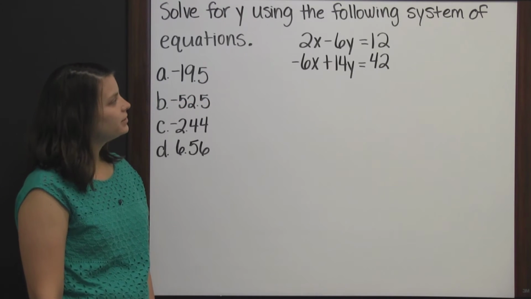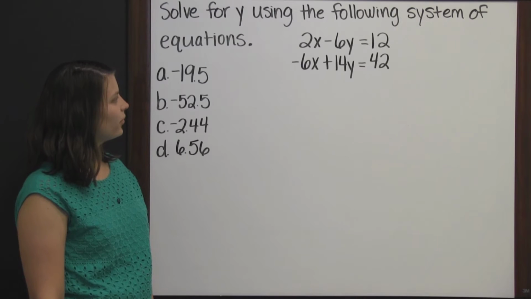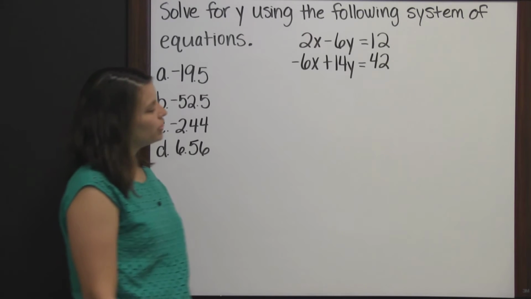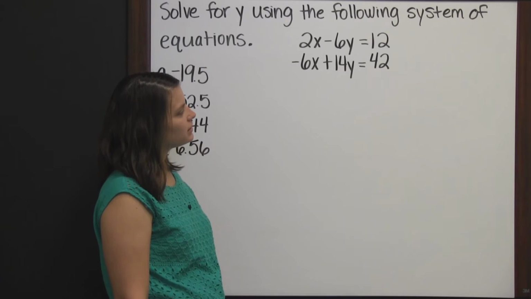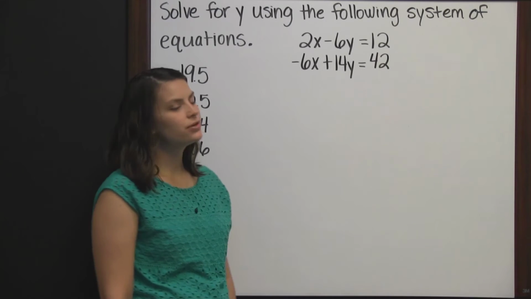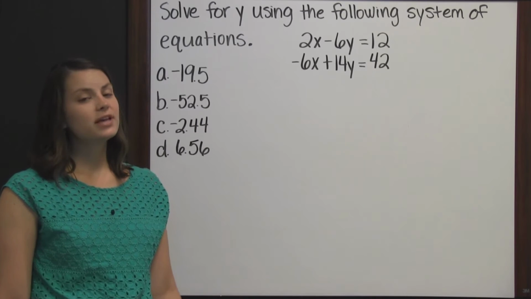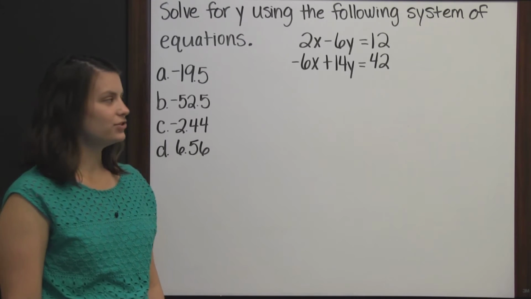Solve for y using the following system of equations. 2x minus 6y equals 12. Negative 6x plus 4y equals 42. There are several ways to solve a system of equations.